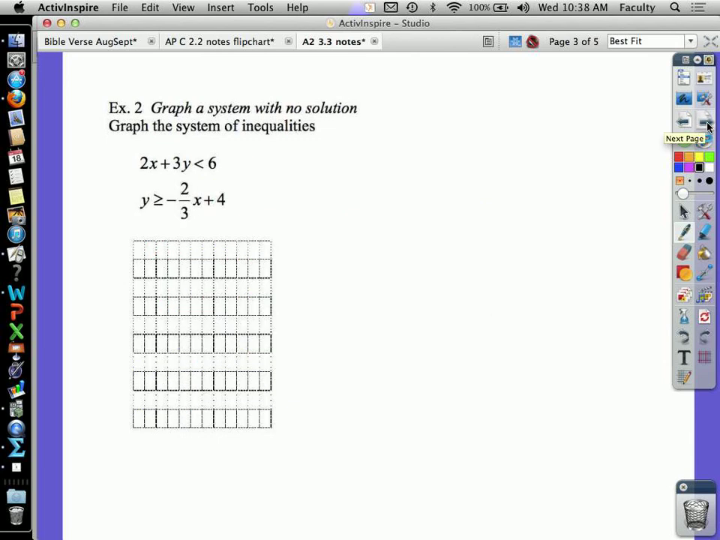Let's look at example 2. All right, pick your first color, make a dot, then do all your work in this color for the first one. So this is dashed.